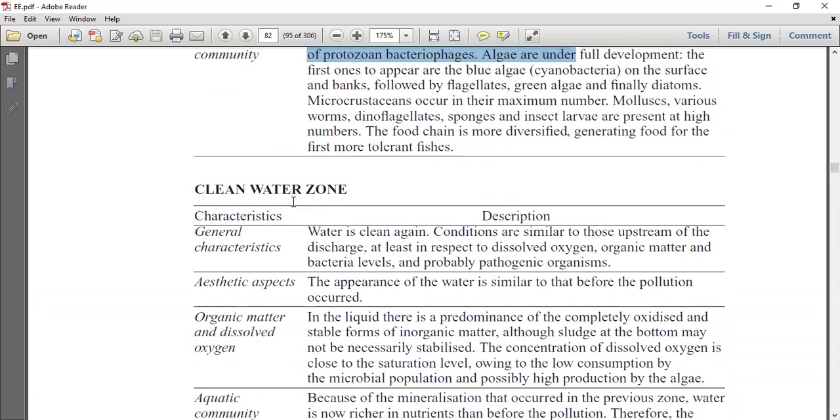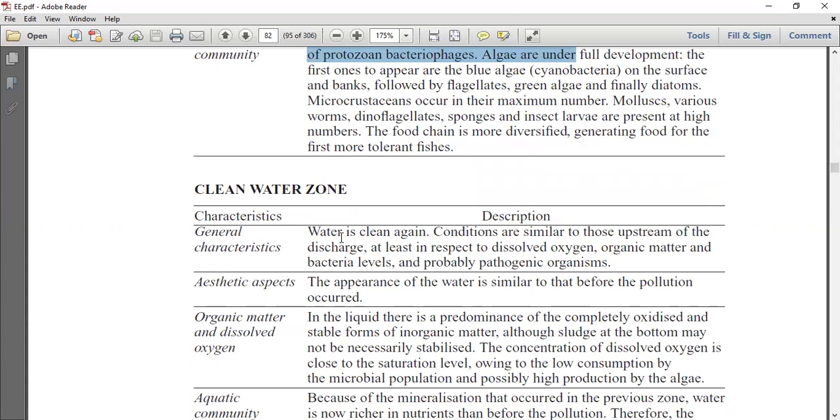The last is the clean water zone. Water is clean again. Conditions are similar to those upstream of the discharge, at least in respect to the dissolved oxygen, organic matter, and bacteria level, and probably pathogenic organisms. Aesthetic aspect. The appearance of the water is similar to that before the pollution occurred.